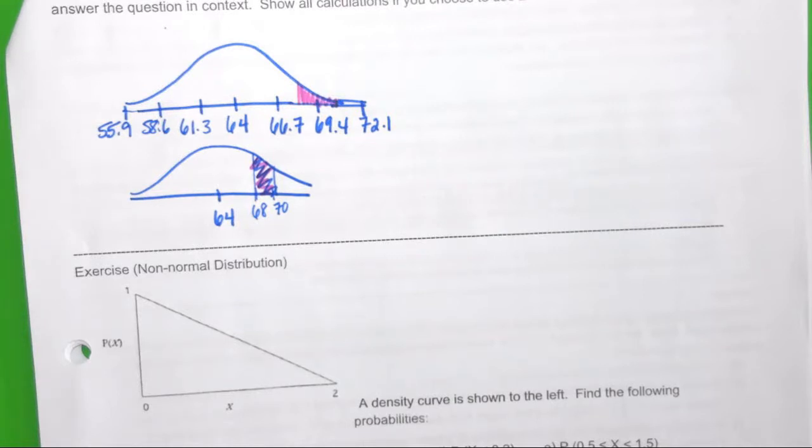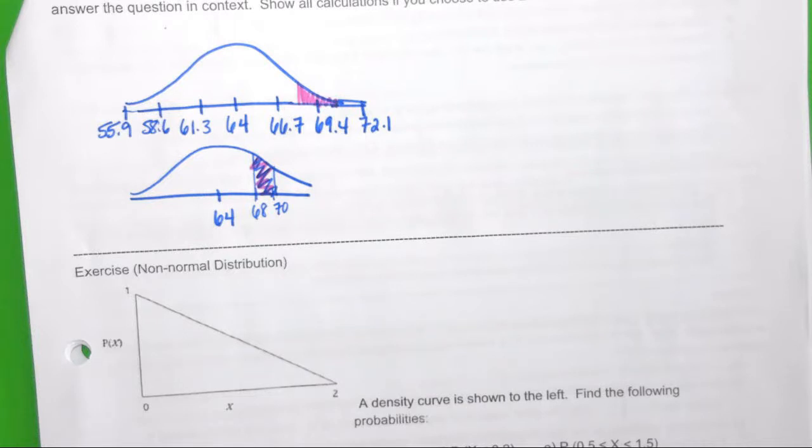Now, we've got some options. Now, if they had asked specifically, if they had said height between 66.7 and 69.4, well, since that's within 1 and 2 standard deviations of the mean, we could have implied that empirical rule.